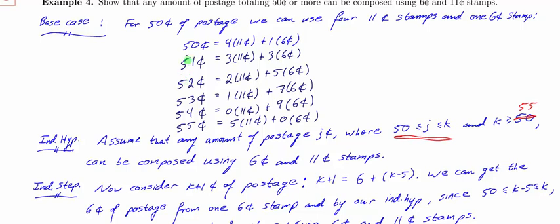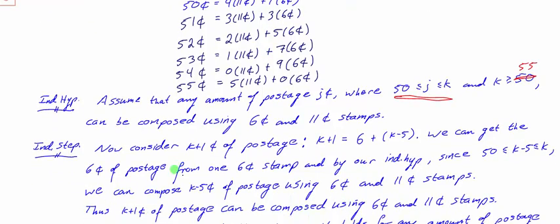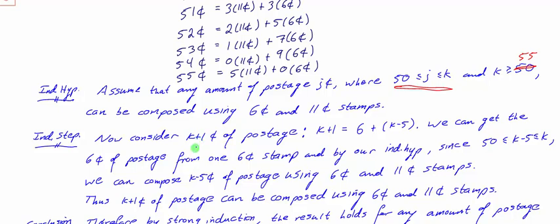So we've shown that any amount of postage, 50 cents through 55 cents, we can write it as a combination of 6-cent and 11-cent stamps. And then for anything greater than 55 cents, we can apply our induction process that we see here.